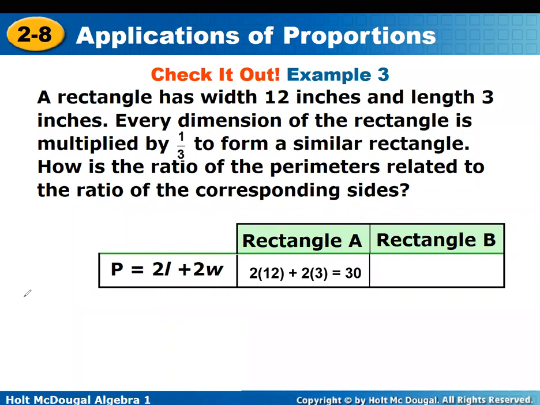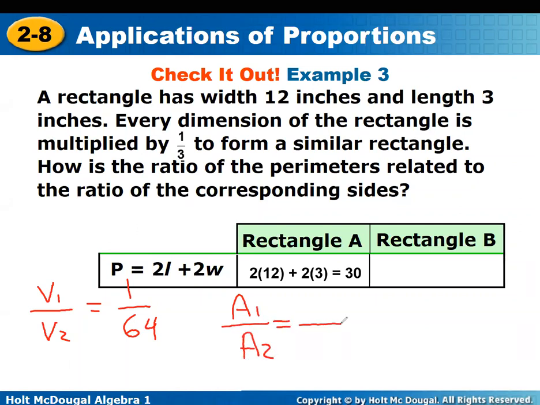If I have the ratio between the first volume and the second volume equal to 1/64, what is the ratio between A1 and A2? I'm waiting for your answer. Will anyone answer this question?